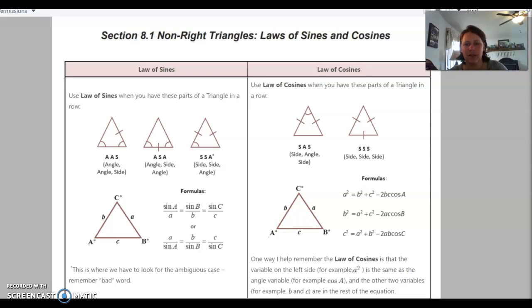Right, so we are moving on to section 8.1, so on to chapter 8. The first section is going to be working with non-right triangles using the law of sines and the law of cosines. Now, this is something that you probably have seen at least once in geometry, worked with a little tiny bit. So for part 1, we are going to be working with the law of sines.